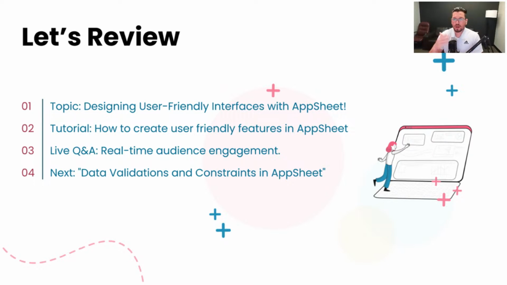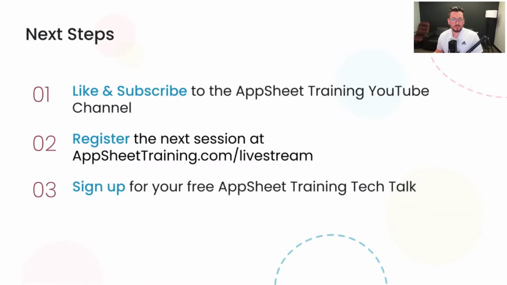We also had a live Q&A where we answered some questions, and come back tomorrow and we'll talk about data validations and constraints in AppSheet. That'll be making sure our forms are validated and we can do dependent dropdowns and everything. We've talked about that in the past, but we'll do another version of that and hopefully open up some new insights and ideas for y'all there as well. So be sure to come back tomorrow for that one.